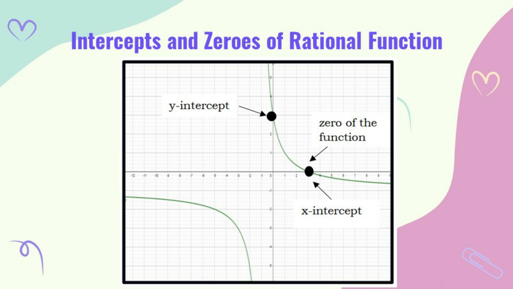The x-intercept of the graph of a rational function r of x, if it exists, occurs at the zeros of the numerator that are not zeros of the denominator. To find the x-intercept, equate the function to 0. The zeros of the function are the values of x that make the function equal to 0, and the zeros are also the x-intercepts of the graph of the function.